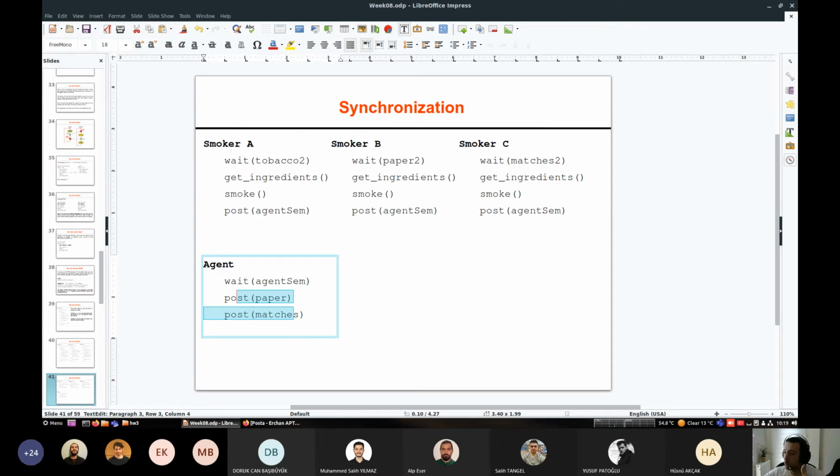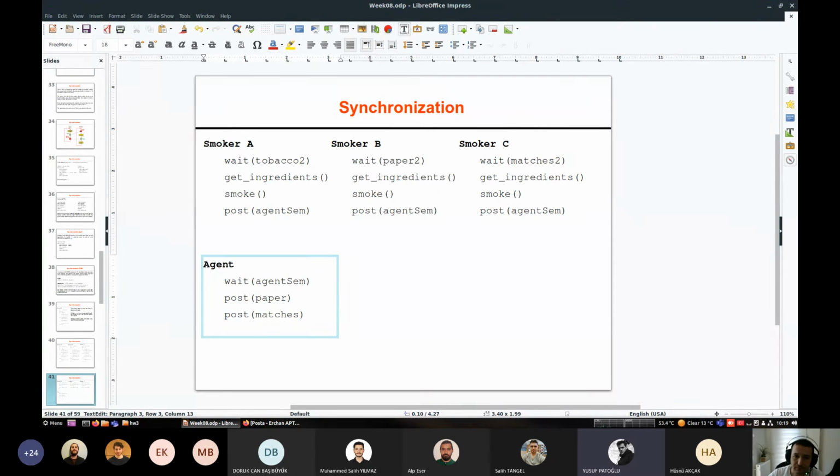So it will run and post paper and matches. In the next round, it will post paper and tobacco. In the next round, maybe it will post paper and matches again. Maybe it will post tobacco and paper again and again and again. But every time, a random couple of distinct supplies. Yeah. So these are all supposed to be running in an infinite loop. I didn't put the while true in order not to confuse you.